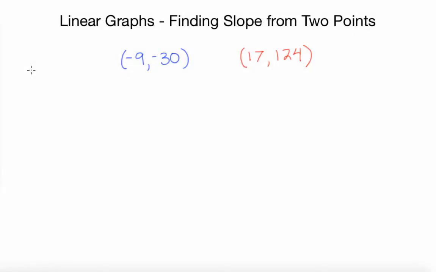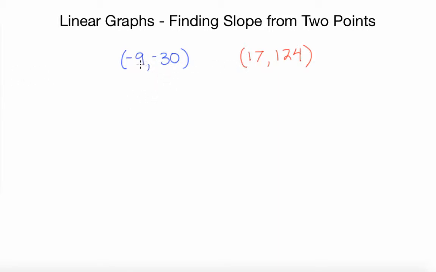Welcome to an algebra tutorial working our way through linear graphs, understanding how lines and linear equations work. In particular, we're going to go over finding how to get the slope of a line if all we have is 2 points listed out in coordinate form. So here we go, we got 2 points.